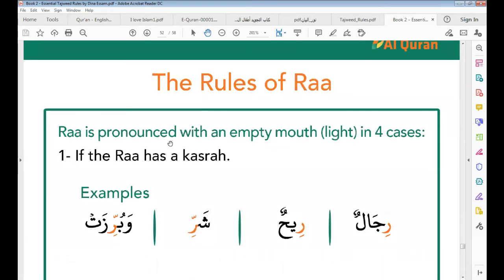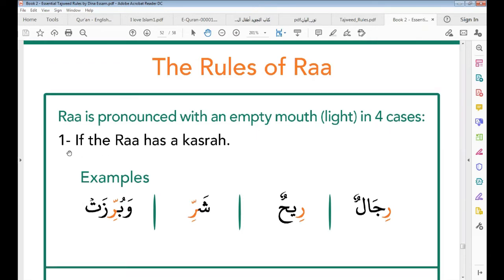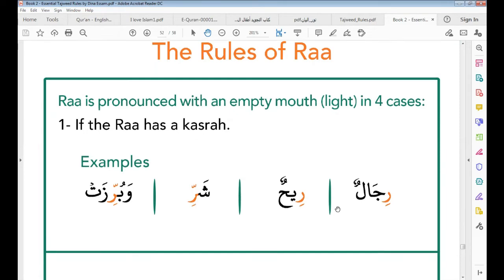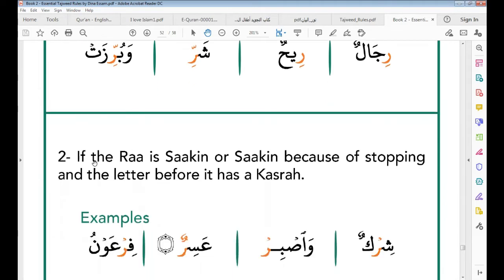The ra is pronounced with an empty mouth, light, in 4 cases also. So we have 4 cases to say it in a heavy way, and we also have 4 cases to say it in a light way. If the ra has dhamma or fatha, it will be heavy. If the ra has kasra, it will be light. Rijalun, rihun, sharri, waburri, waburrizat. So this is the first one.